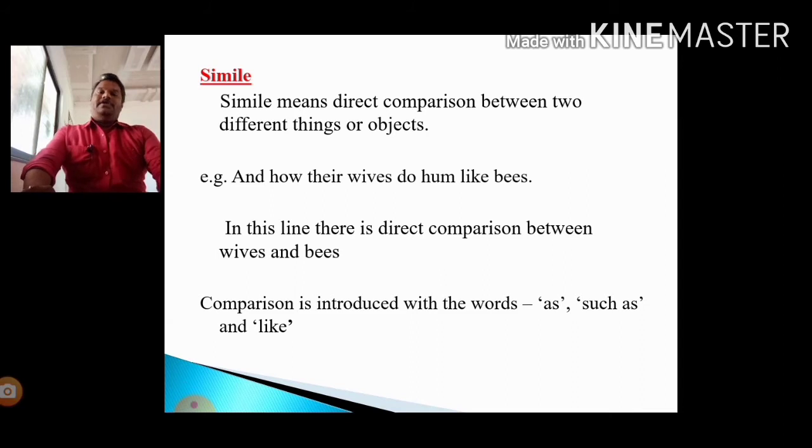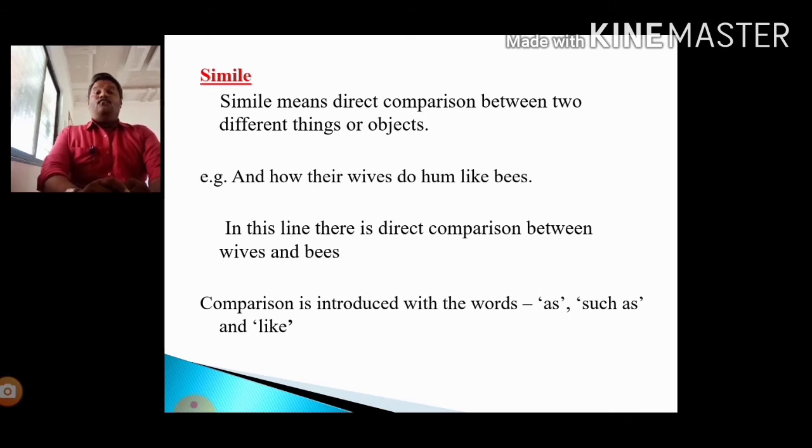Second figure of speech is simile. Simile is a direct comparison. Direct comparison between different things or objects. After this example, you will understand what simile exactly is. I would like to read the poem.